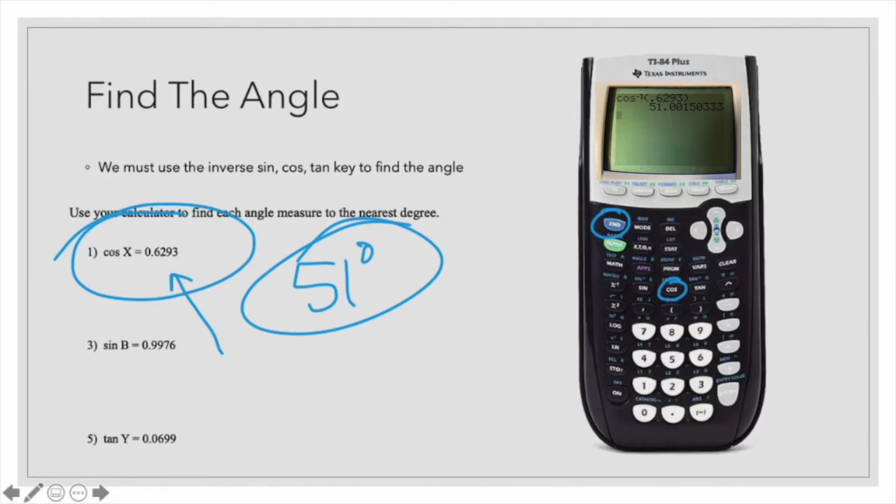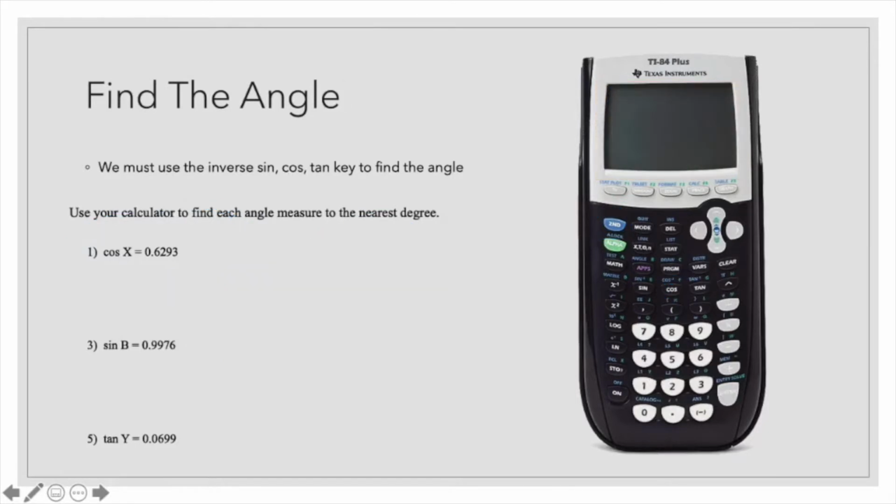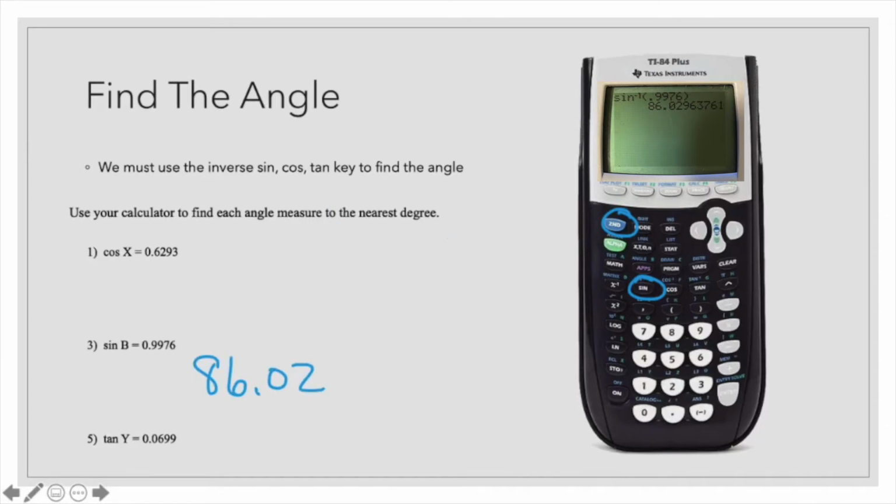Sine B equals 0.9976. You're going to type on your calculator second sine. Then you'll type in the 0.9976 like it is on the screen over there. And you'll get 86.02, but it says we're rounding to the nearest degree, so we don't need the 0.02. We just need 86 degrees.